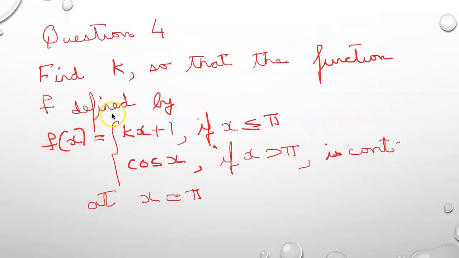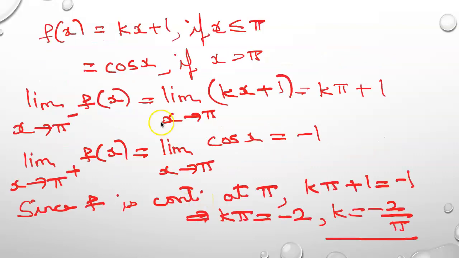Question 4. Find k so that the function f defined by f(x) equal to kx plus 1 if x is less than or equal to pi, equal to cos x if x is greater than pi, is continuous at x equal to pi. So f(x) is kx plus 1 if x is less than or equal to pi. So the limit as x tends to pi from the left of f(x) will be the limit as x tends to pi of kx plus 1. Substituting for pi, we get k pi plus 1.